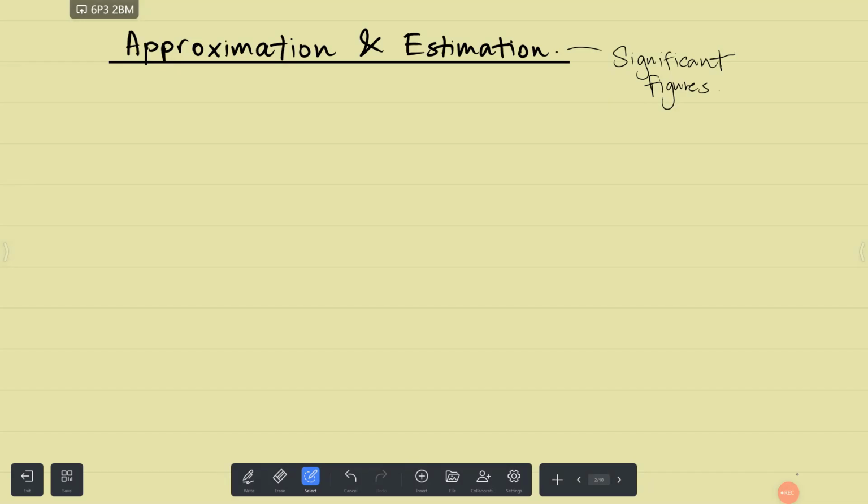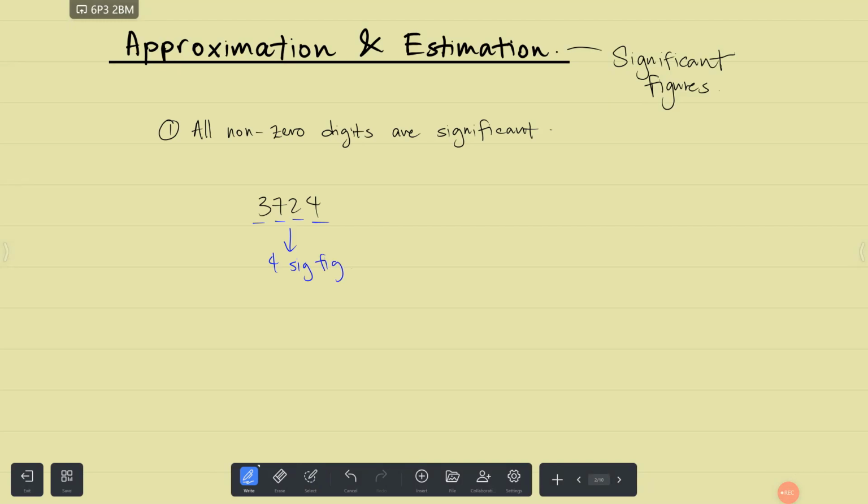So for example, all non-zero digits are significant, right? What do you mean by all non-zero digits are significant? Let's have a number here, 3, 7, 2, 4. All these are significant. So you have 1, 2, 3, 4. We'll say this particular number has 4 significant figures. We can write sig fig for now.